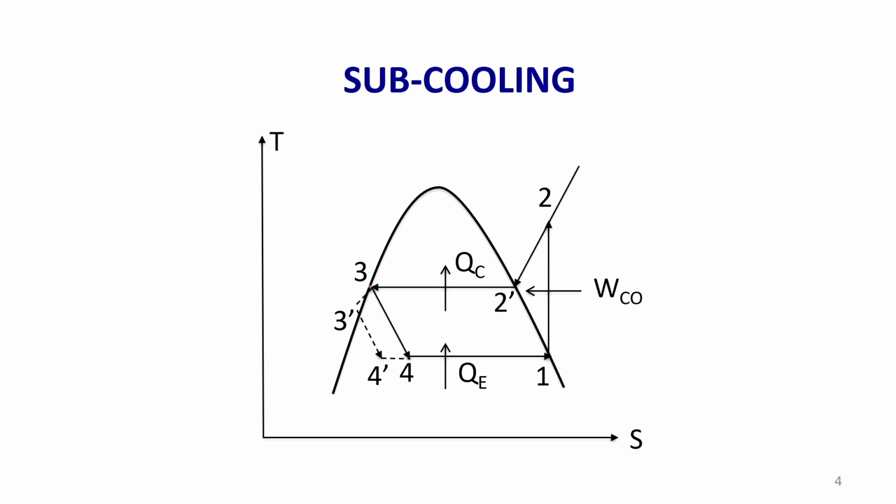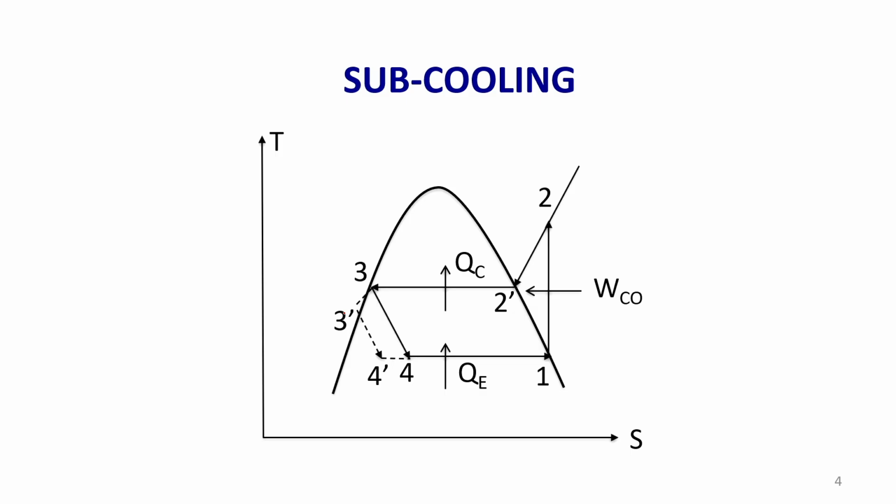Instead of 3, there is a degree of subcooling provided, maybe 5 degrees centigrade. Suppose the condenser temperature is 30, and the degree of subcooling is 5 degrees. That means the temperature at 3 dash will be 30, my condenser temperature, minus the degree of subcooling 5, that is 25 degrees. So the expansion process, instead of starting at 3, starts at 3 dash, which is in the subcooled region, and this is a TS diagram.